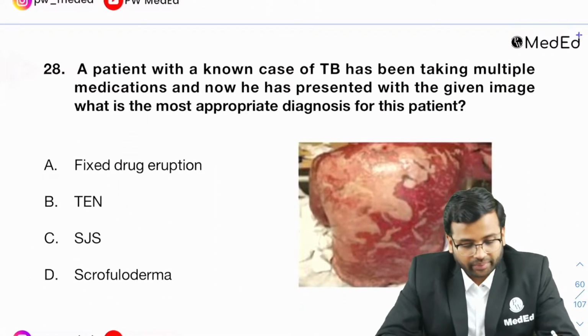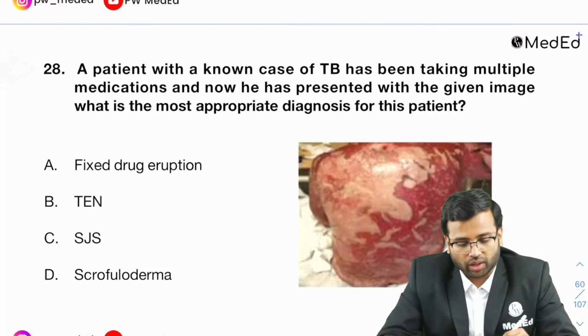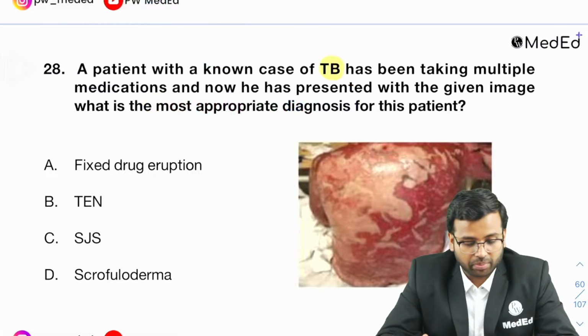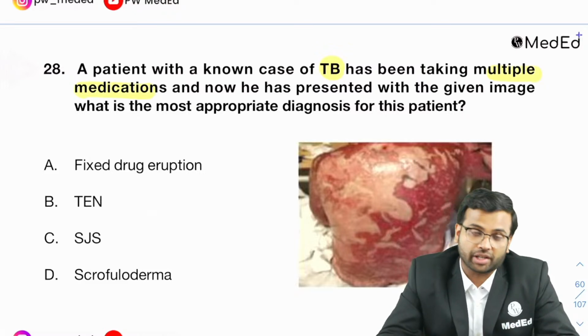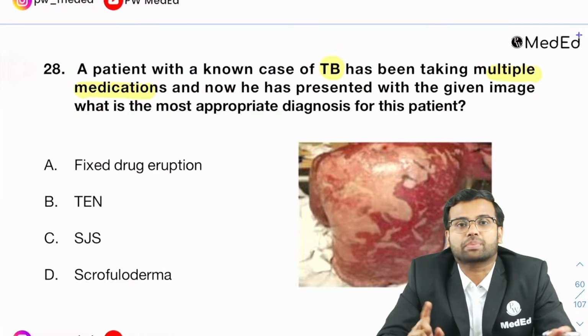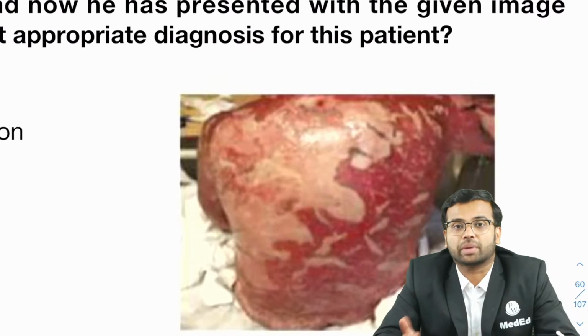A patient with a known case of TB has been taking multiple medications, and now he has presented with the given image. What is the most appropriate diagnosis for this patient? So now in the question they have mentioned that it is a known case of tuberculosis. So the patient has been taking multiple medications. Okay, the patient is on anti-tubercular drugs probably, and now the patient has presented something like this. Now let us zoom this image.